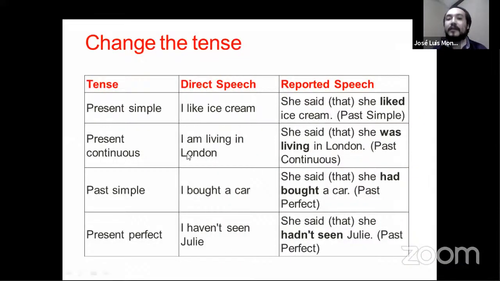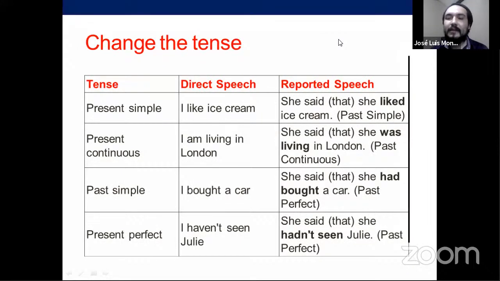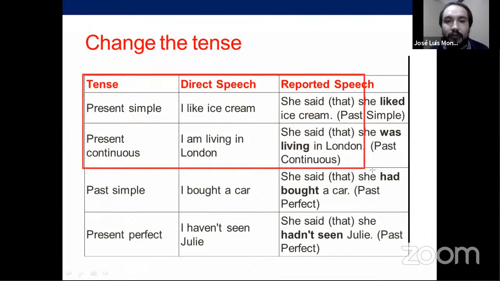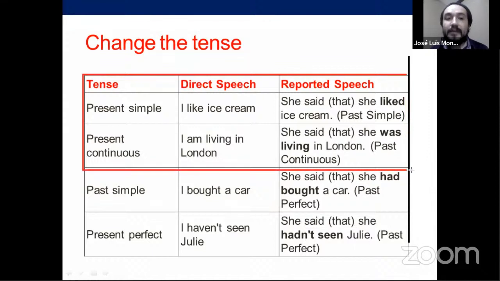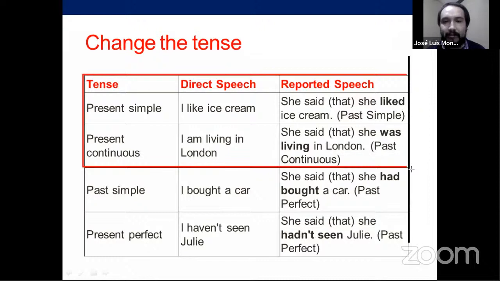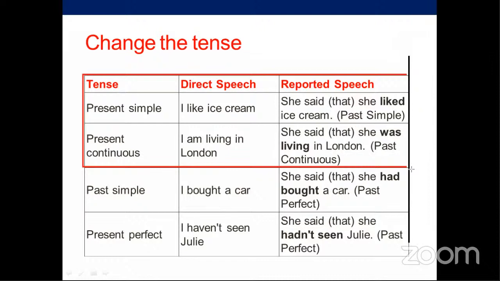Now, this is the following step. Now that you have your direct speech, please, you're going to help me reading this to understand this part better. If you can help me out with the first part, please, Whitney, read present simple and present continuous, the direct speech and the reported speech. Okay. Present simple, direct speech, I like ice cream. Reported speech, She said she liked ice cream. Present continuous. Direct speech, I am living in London. Reported speech, she said she was living in London. Great. Thank you very much, Whitney.